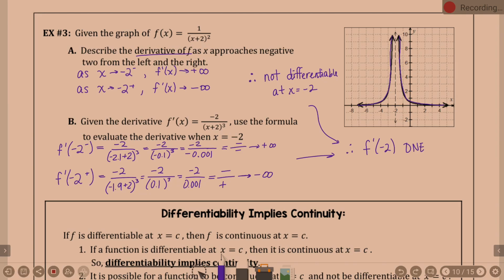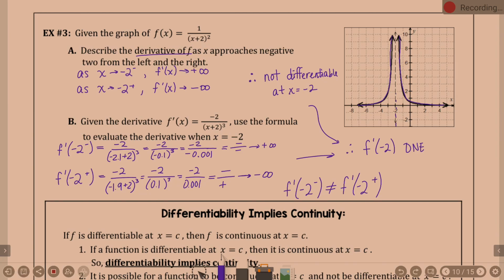I guess you could say f prime of negative 2 on the left does not equal f prime of negative 2 on the right. I mean, that's what we're saying. So that was your third way. In this case, we had a vertical asymptote.